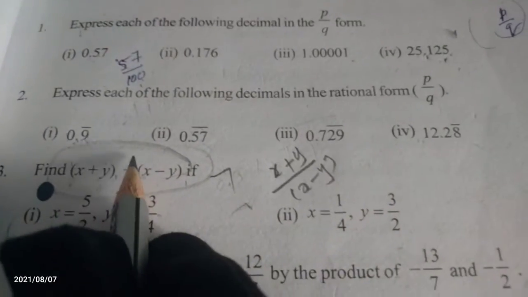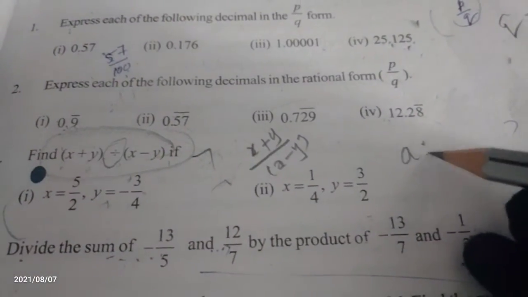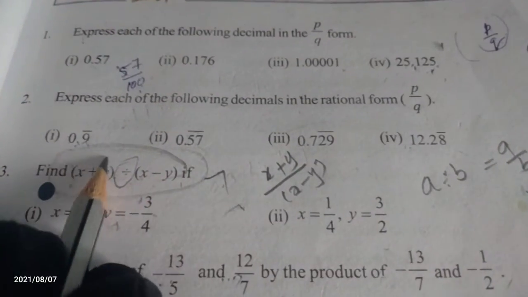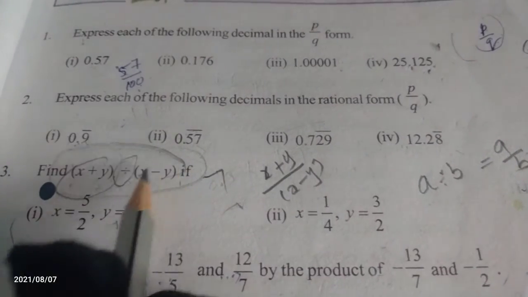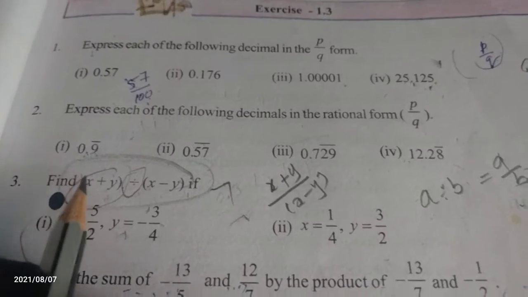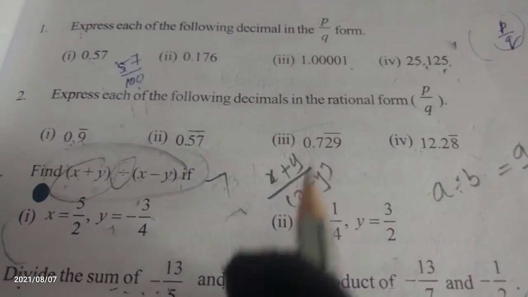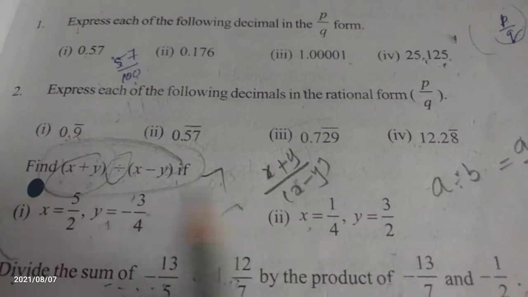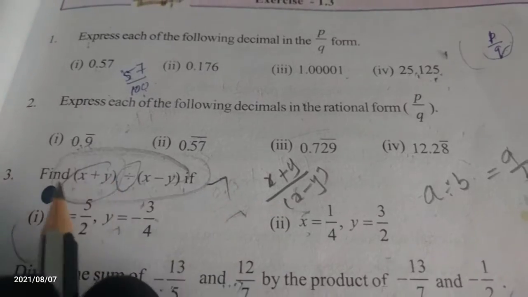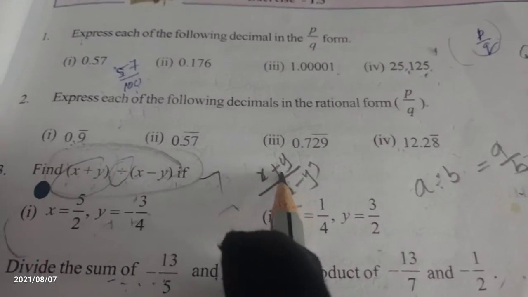Here, can you see the symbol? It is divided by, which means that if a divided by b, we can write it as a by b. Similarly, here we consider this value as a and this value as b. A divided by b, we can write as a by b. Similarly, x plus y divided by x minus y, we can write in this form. By converting to this form, we can find these values. First we have to find x plus y, then x minus y. After finding both values, we have to substitute them in this expression.